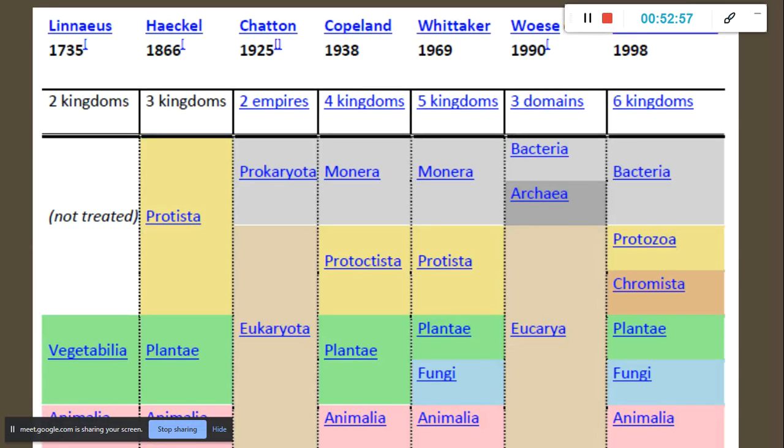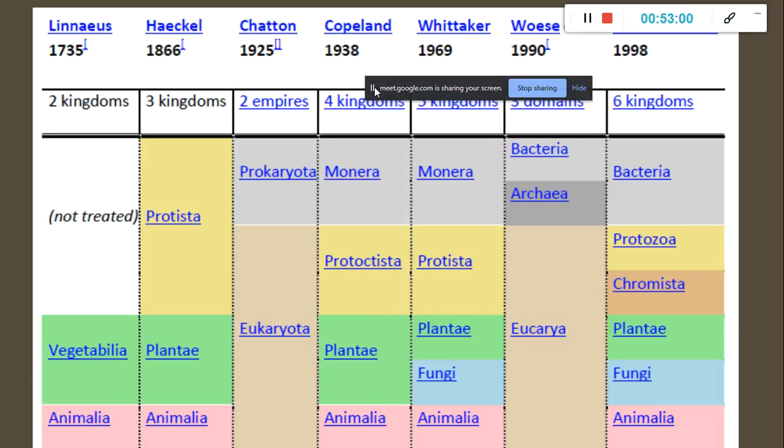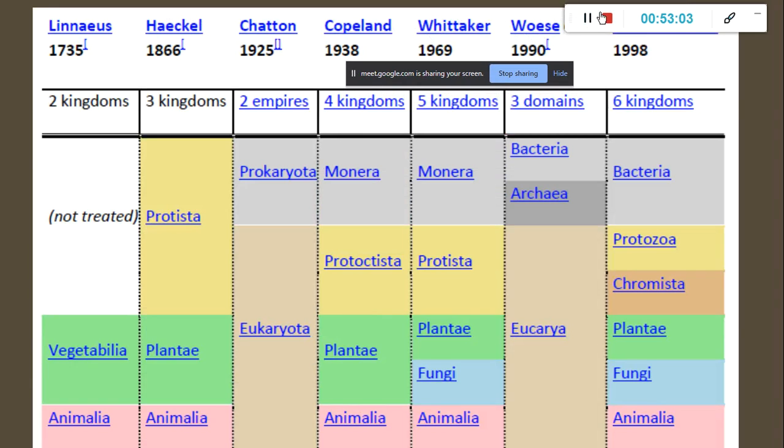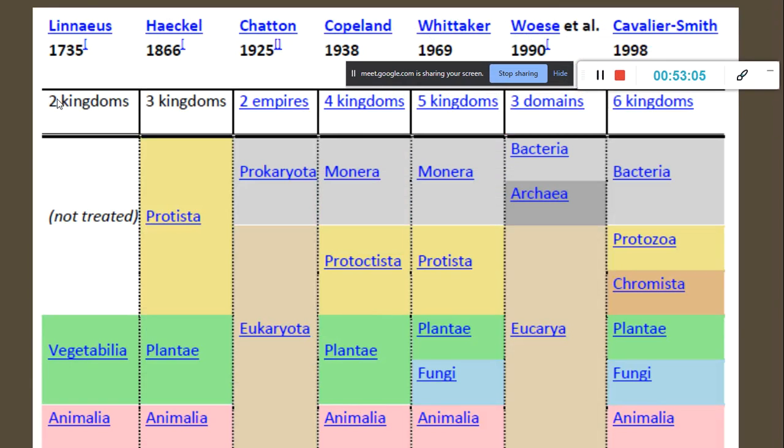Now this is an overview of the different systems of classification. You have the linear system of classification, two kingdom classification, Vegetabilia, Animalia. You have Ernst Haeckel's classification, three kingdom classification, Protista, Plantae, Animalia. You have Chatton's, that is prokaryotes and eukaryotes, two empires. Then you have the Copeland's classification, four kingdom, Monera, Protoctista, and Plantae and Animalia.